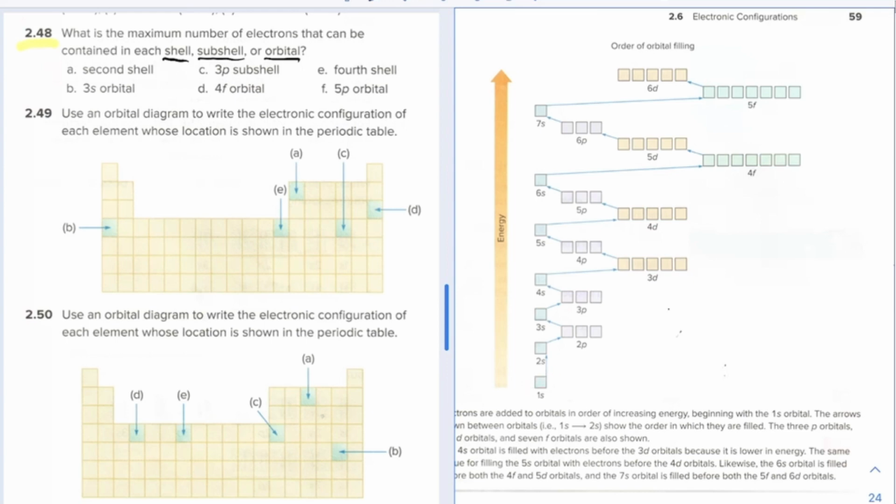So I'm going to write that down. An orbital is represented by one of these boxes. And only 2 electrons per box. So 2 electrons max per box, per orbital.